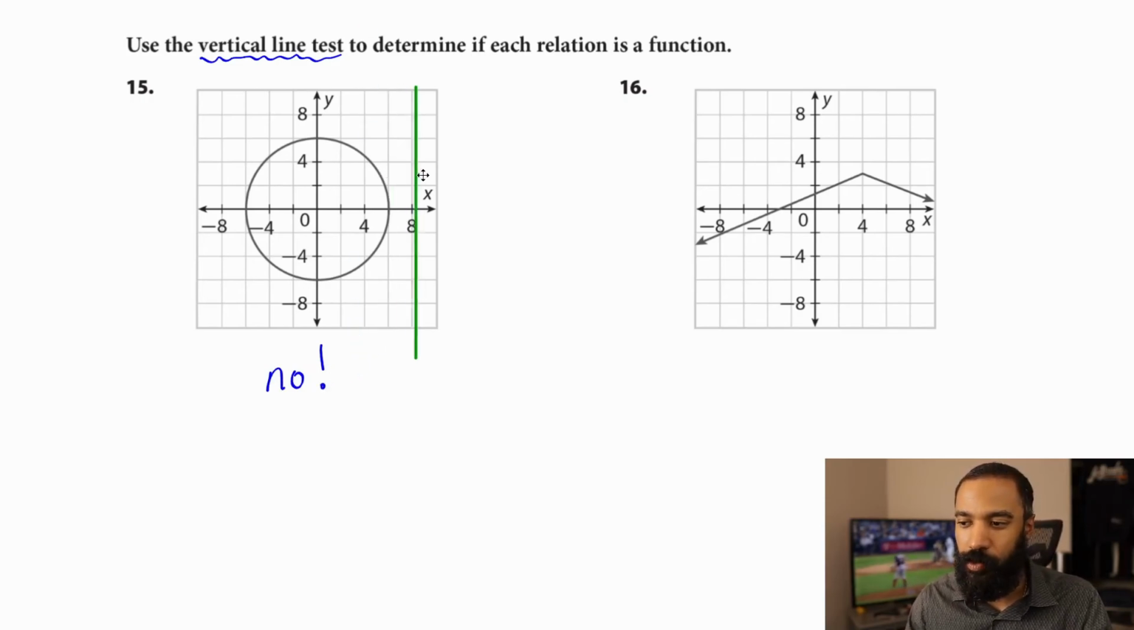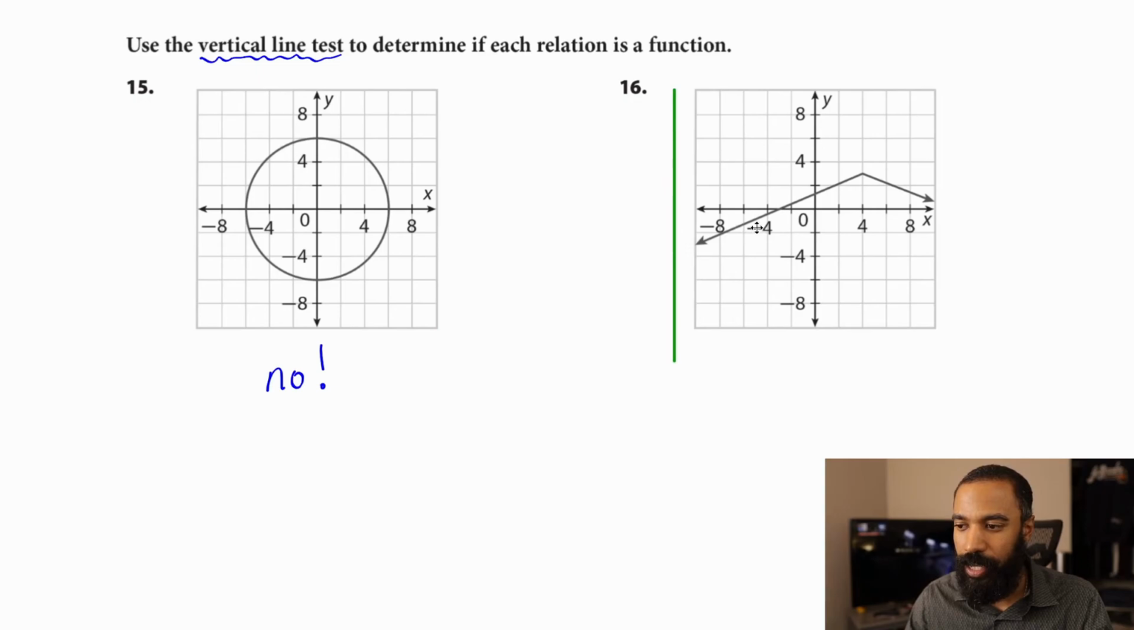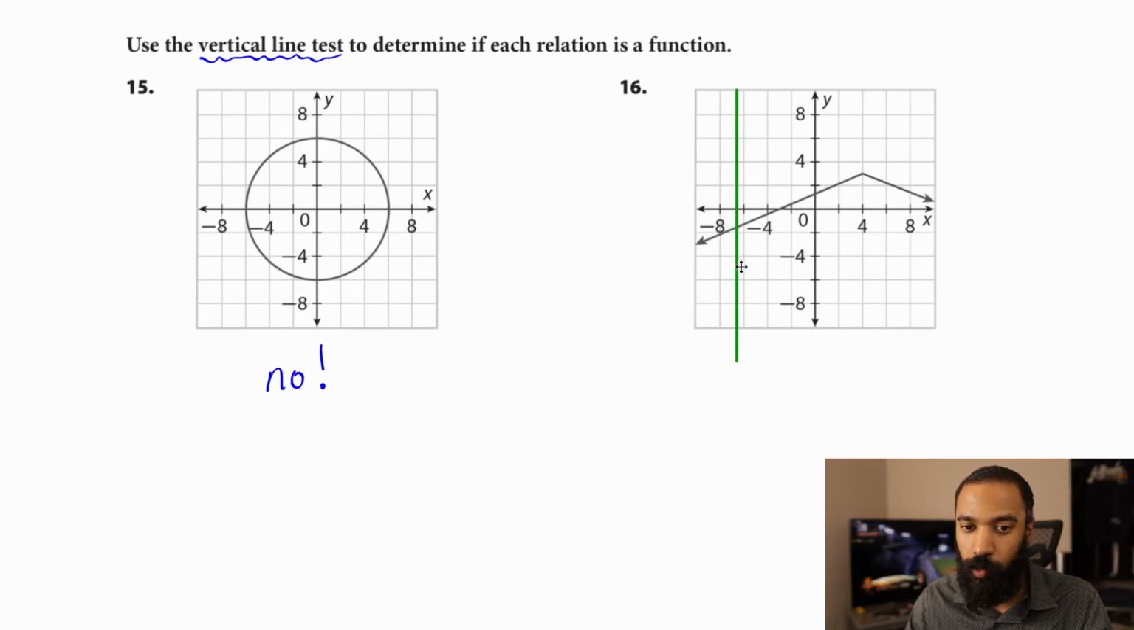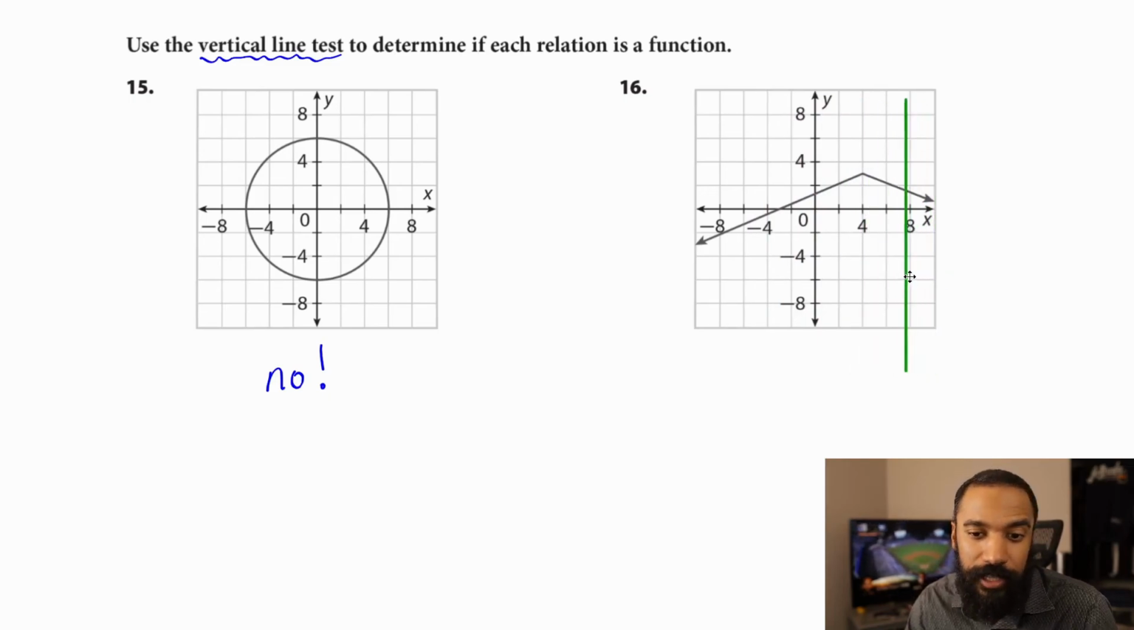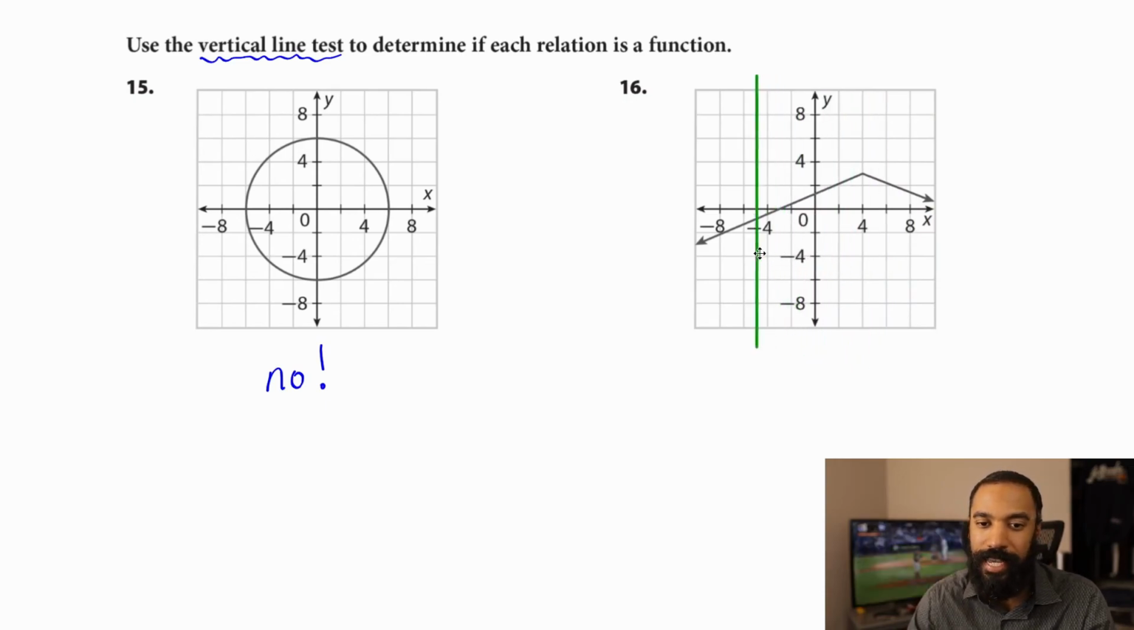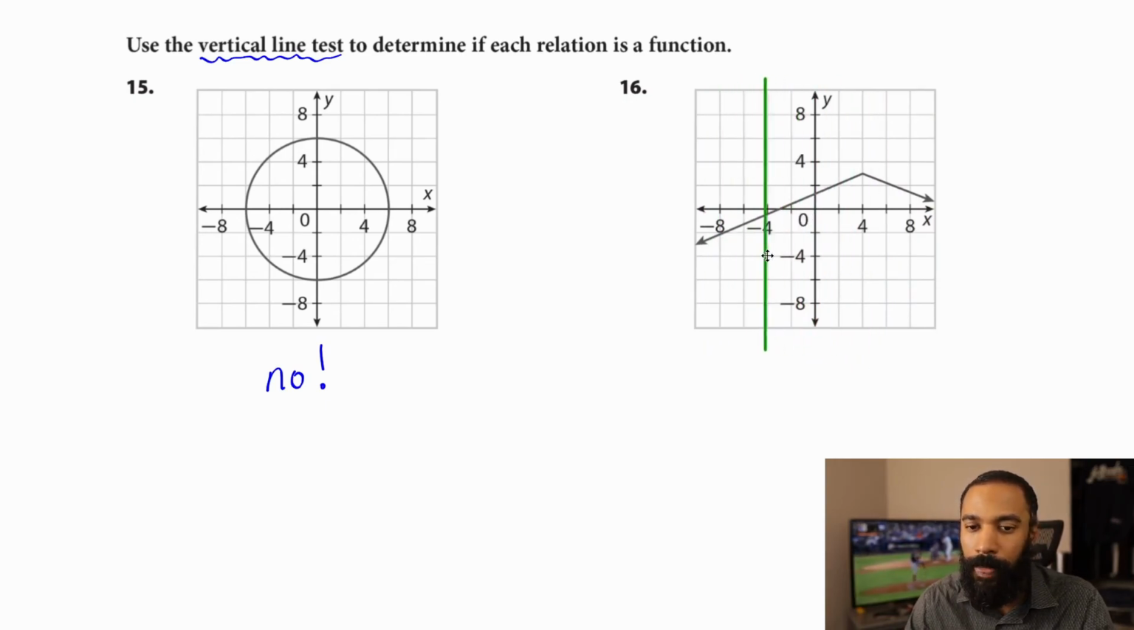Let's check this vertical line test right here. And as I scan across, look at this diagram. As I scan across, am I always only just hitting one y value for every x value? Basically, is it hitting just 1 point? Yes, yes, yes, yes, yes. It's passing everywhere. It has passed the vertical line test. This is a function right here.